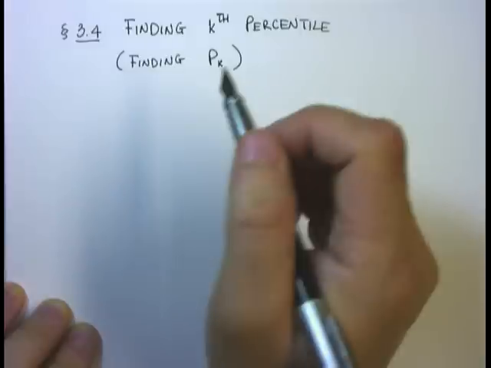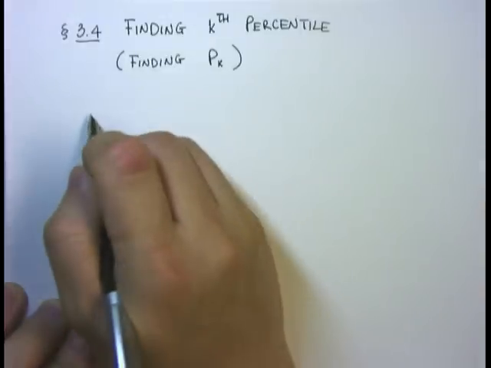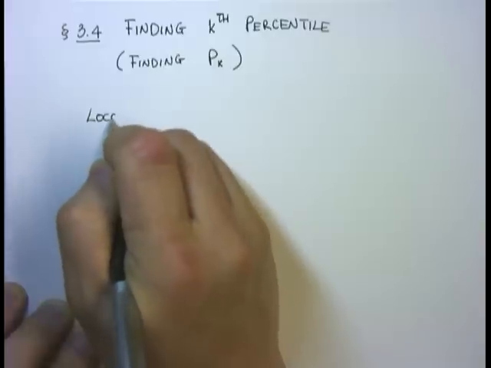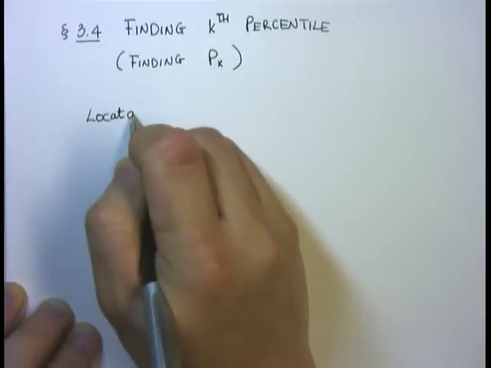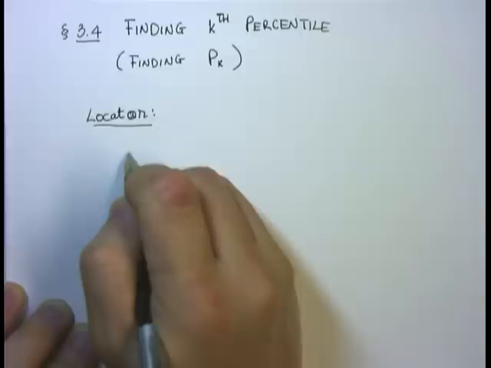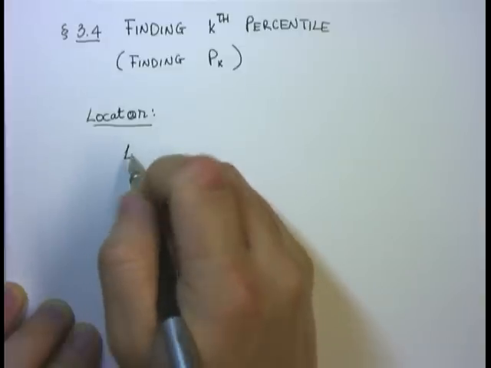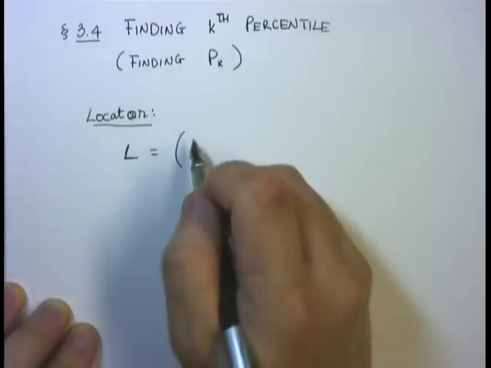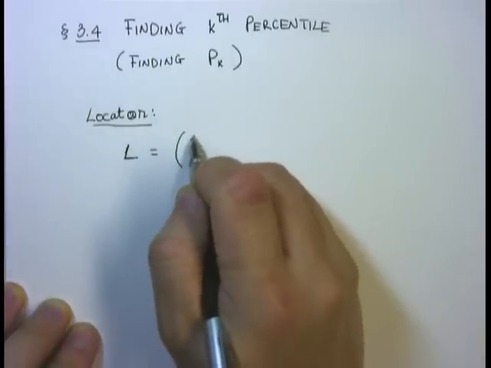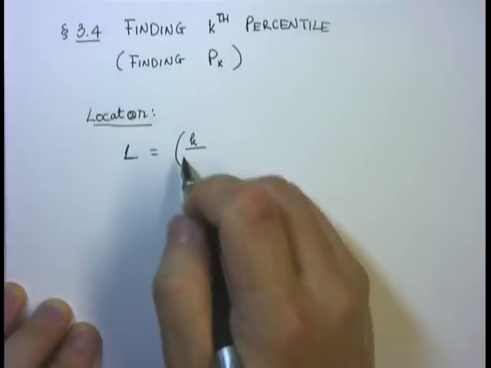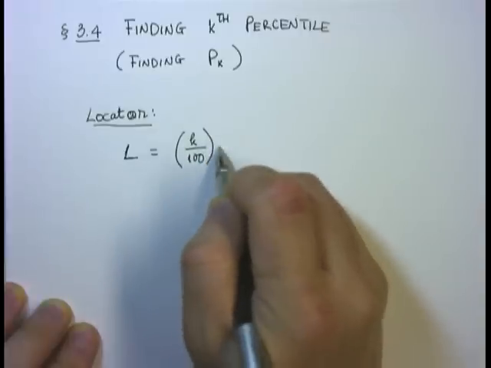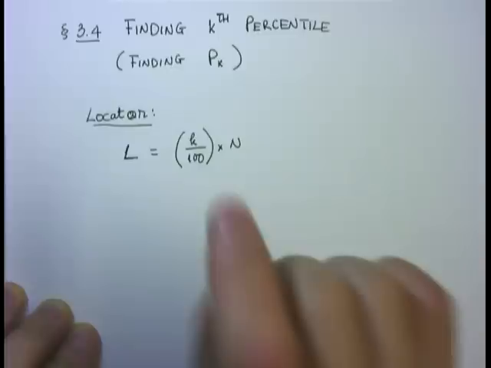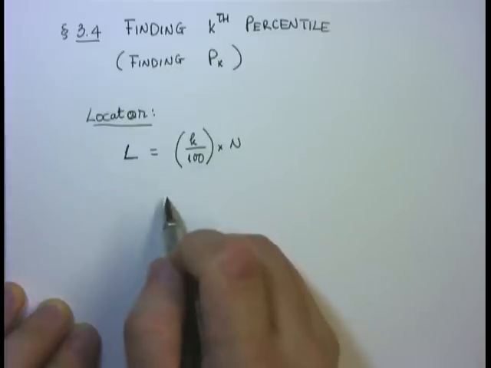To find any kth percentile, or any P sub k, you have to find a locator. The locator is notated by a capital letter L. Here's the formula to find a locator: k over 100 multiplied by n, where n is the total number of data values on your list. And then there are two cases.